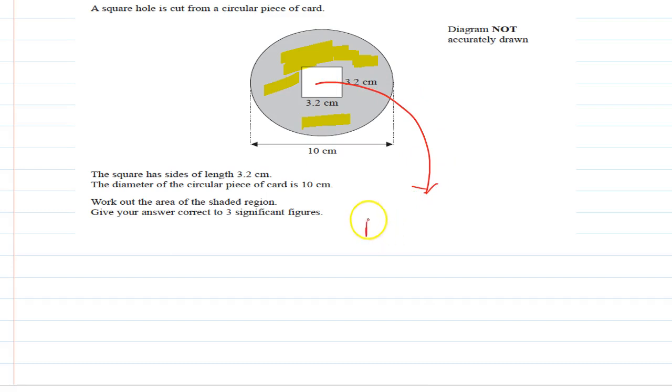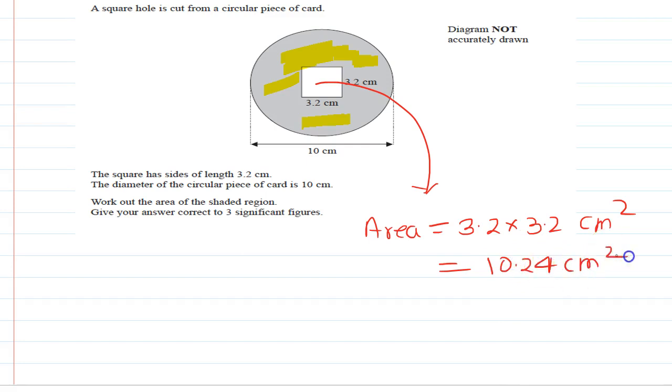Area of a square is side times side, that is 3.2 times 3.2 and the unit is centimeter square. If you do 3.2 times 3.2, it comes to 10.24. So let's write down here 10.24 centimeter square. Now this diameter is 10 for the big circle. D stands for diameter, that is 10, and the radius will be 5.